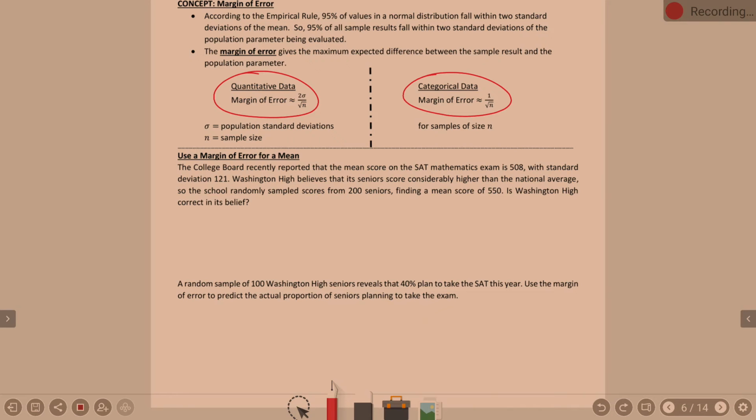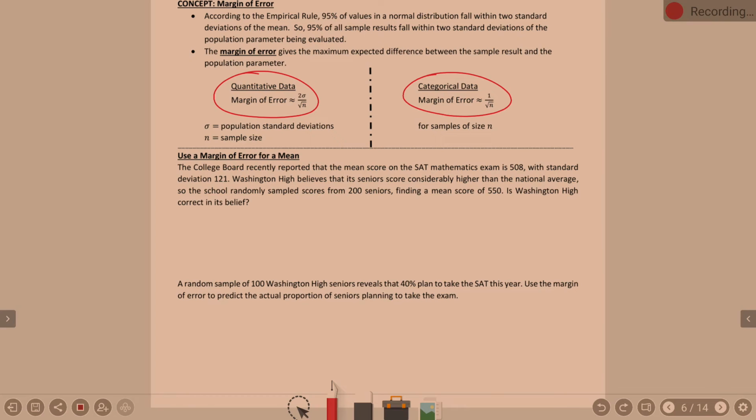Let's look at our example. The College Board recently reported that the mean score on the SAT mathematics exam is 508, with standard deviation 121. Washington High believes that its seniors score considerably higher than the national average. So the school randomly sampled scores from 200 seniors, finding a mean score of 550. Is Washington High correct in its belief?